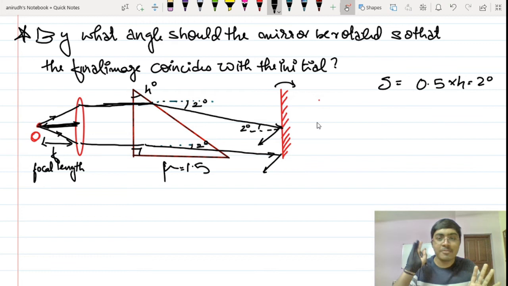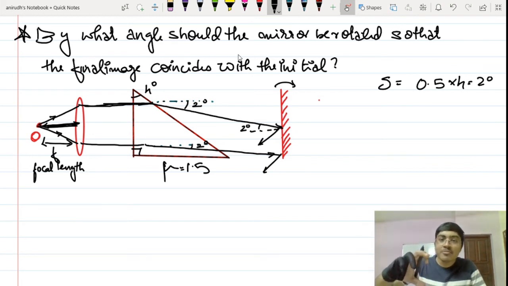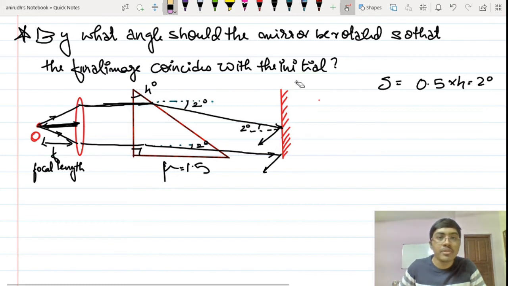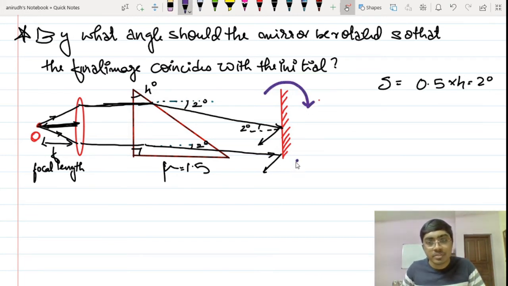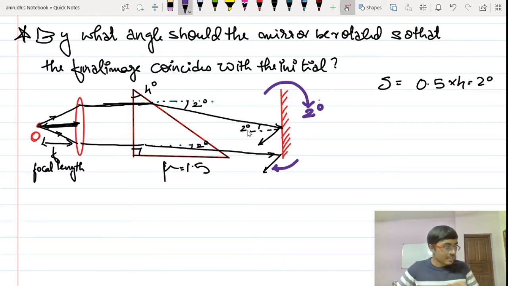Now, correct me if I am wrong. I am going to tilt this particular mirror. Okay, I am going to tilt this mirror in this direction. So I am going to tilt the mirror in this direction by 2 degrees. So that means this particular light is again coming along this particular normal. So this normal will now come and lie over there.